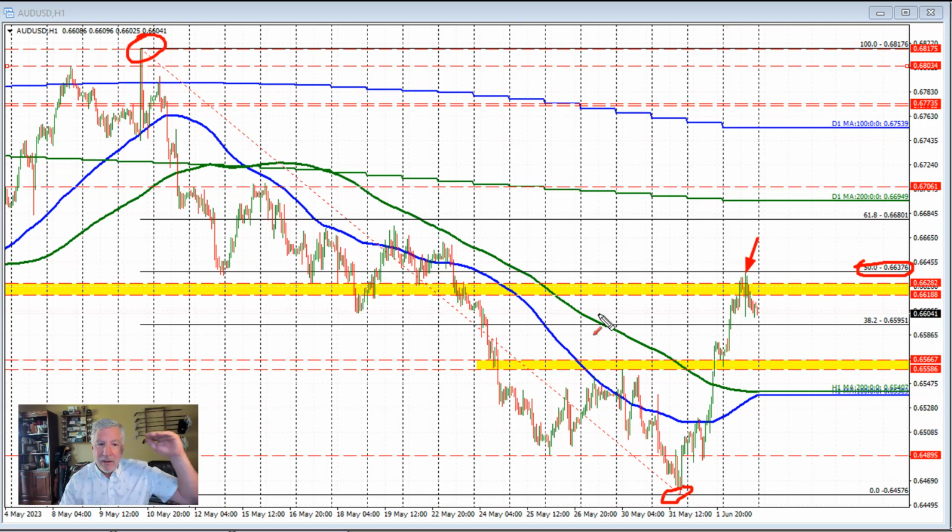So not only do we have the high of the swing area off the daily chart, we also had the 50% retracement, dual levels there. So that was a good reason why sellers leaned against that level.